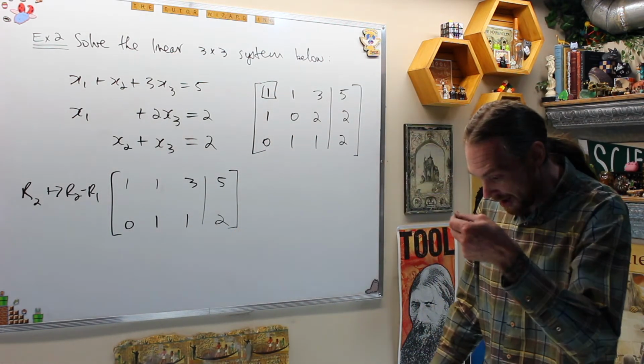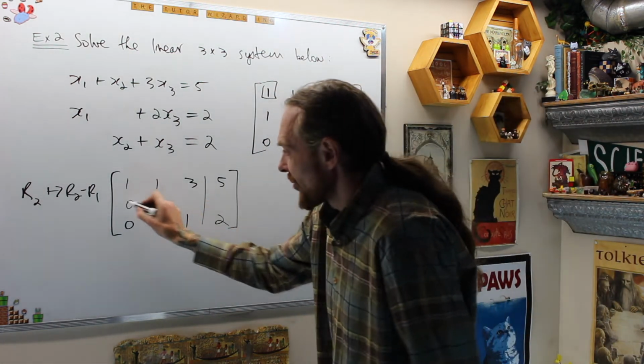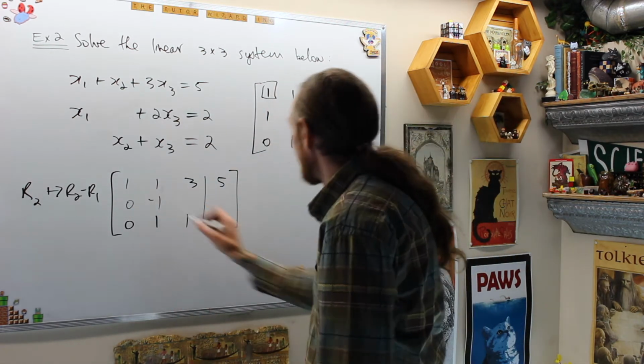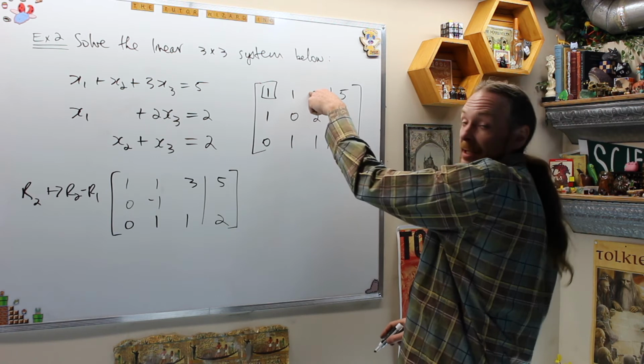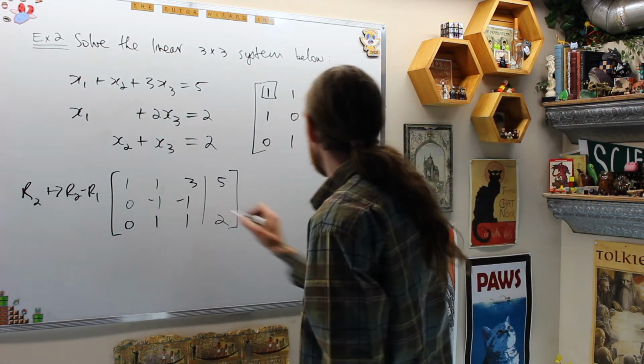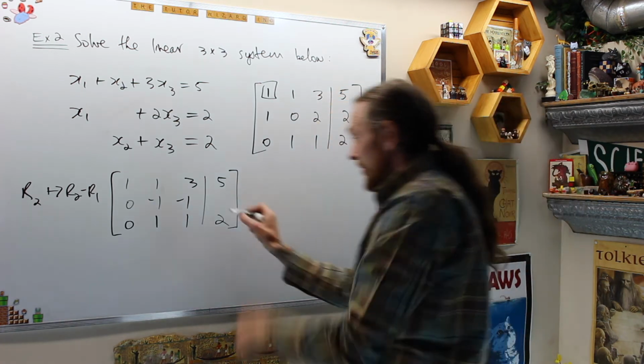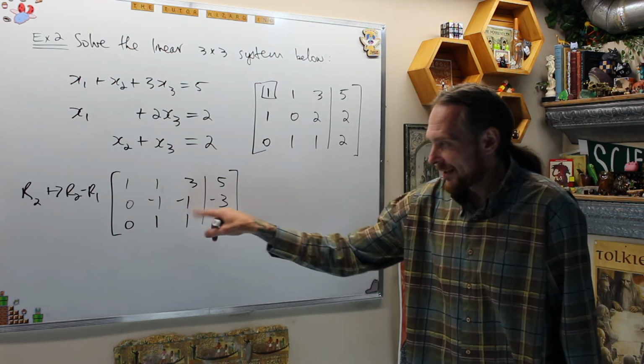Now thinky brain on. 1 minus 1 is 0. That's why we did it, to get him to be a 0. 0 minus 1 is minus 1. And 2 minus 3 is minus 1. And 2 minus 5 is minus 3. I really like the fact that that's happening.